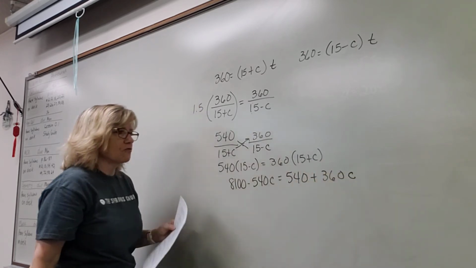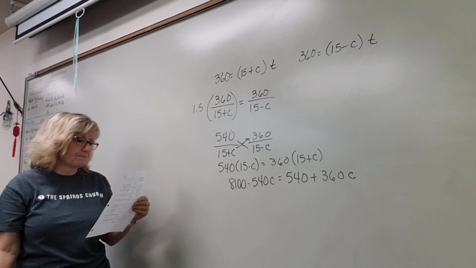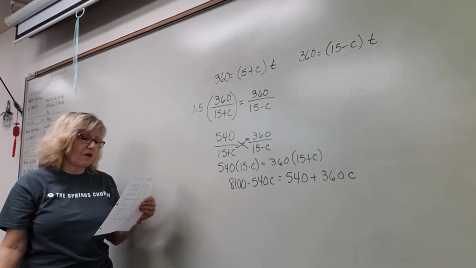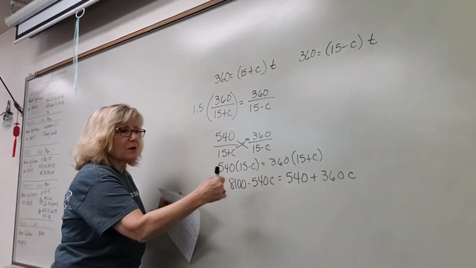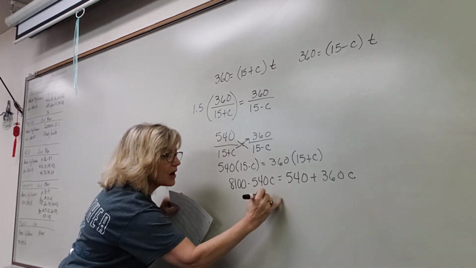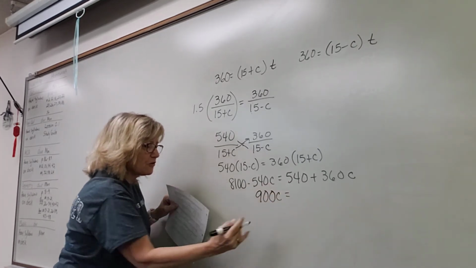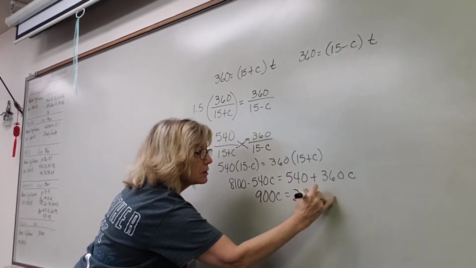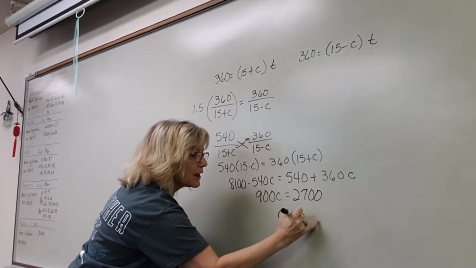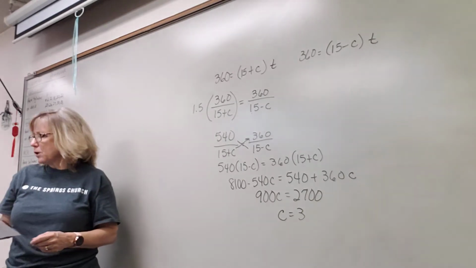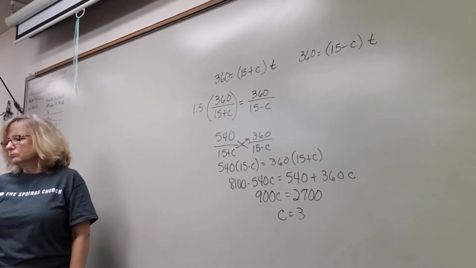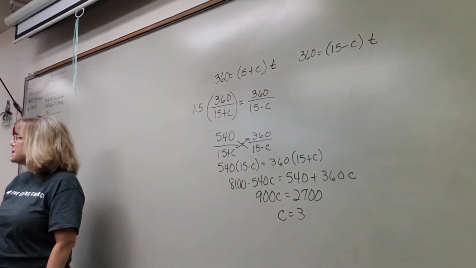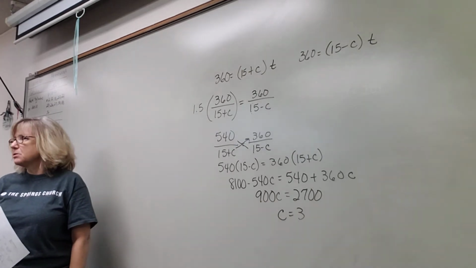Now we're going to solve for the current. That's really what we want to know. So if we combine our like terms, just for the sake of time, it's 900c equals 2700. And the current is going 3 miles per hour. And that's what I wanted to know. What is the rate of our current?